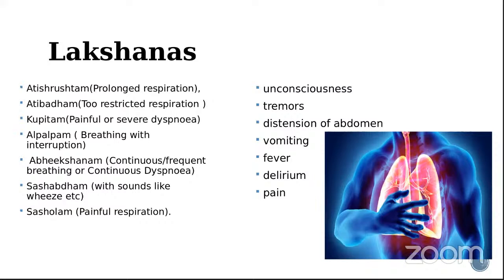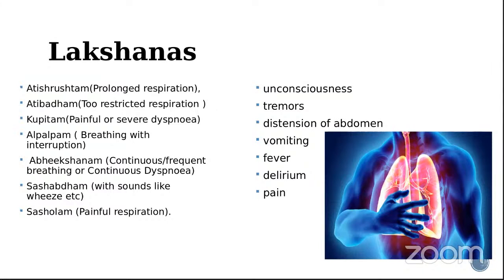Third one is distension of abdomen. The person will be having the feeling of something filled in my tummy. And the person will experience vomiting, fever, delirium. Delirium in the sense the person will be in a totally confused state. He will be misinterpreting things. He'll be misjudging things. He can't understand it in the proper sense. He will be out of his consciousness. And finally, different types of pains.